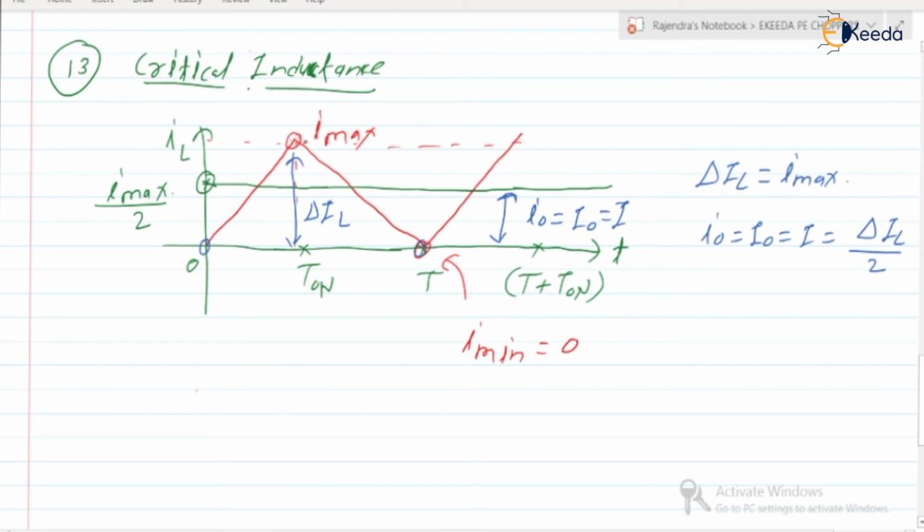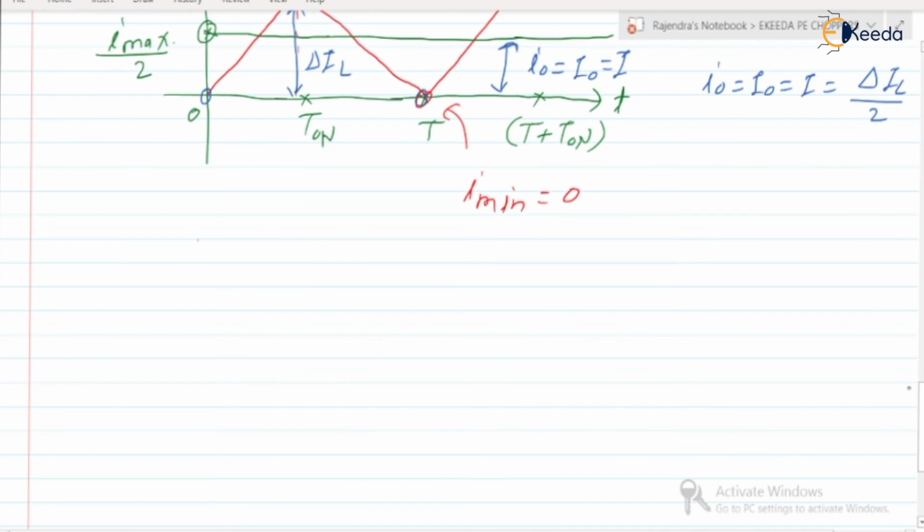So when this situation is present, we can write Imax here. Imin means what? It is 0. Okay, so what is the average? Average is nothing but Imin plus Imax divided by 2. So Imin is 0, so Imax plus 0 divided by 2 means Imax by 2 here, that is the average. What is the delta IL? Delta IL is Imax minus 0, that is nothing but Imax only. Okay, so this is for critical inductance.